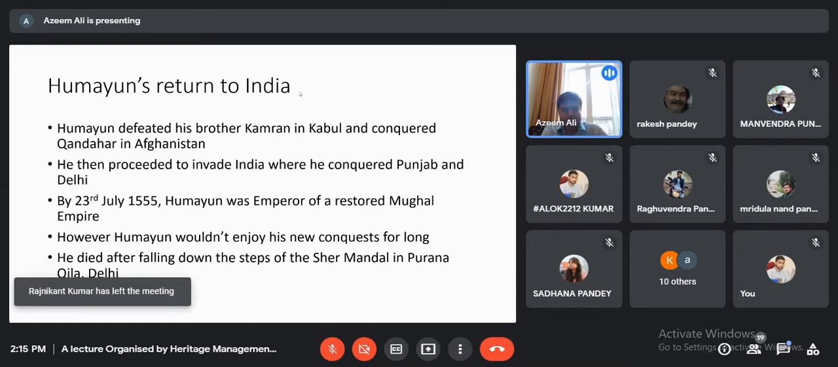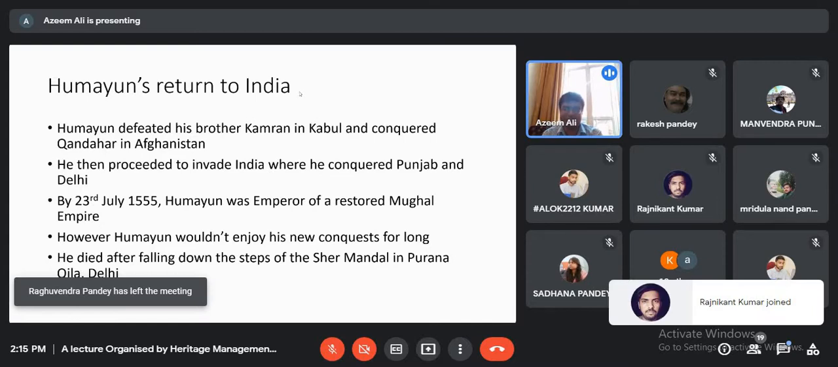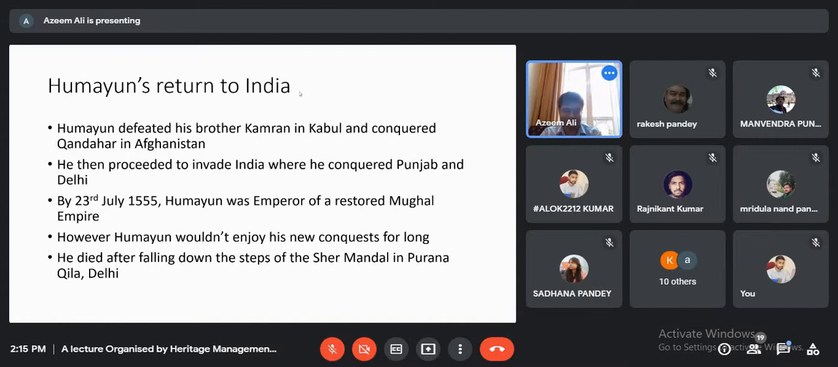But Humayun wouldn't enjoy new conquests for long, as in a famous historical account, which I'm sure some of you know, he famously died after tumbling down the steps of the Sher Mandal in Purana Qila, after participating in his favorite kind of hobby, which was astronomy and astrology.